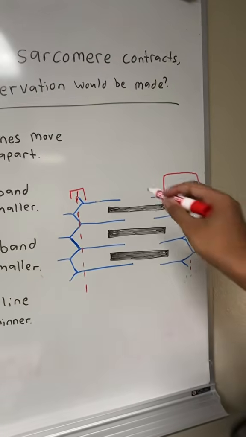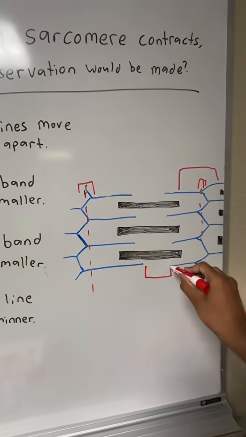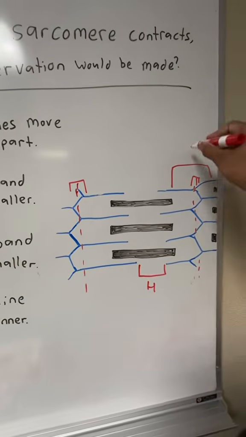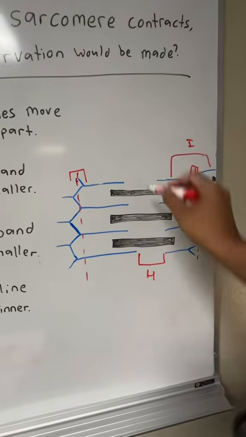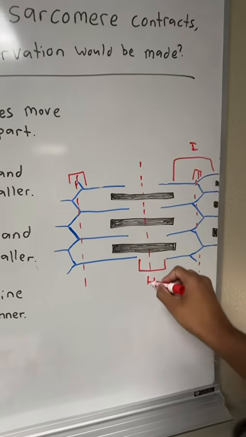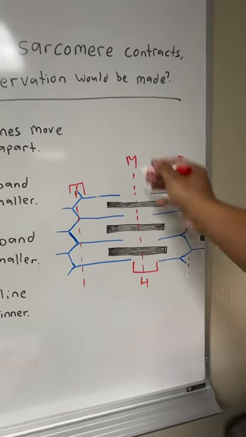Now we have the H band, which is going to be like this. This is H, okay? The H band, as you can see, is the opposite of the I band. It's only going to contain myosin. And then we have the M line. I like to think of this as the middle line. It's literally a line that goes through the middle.